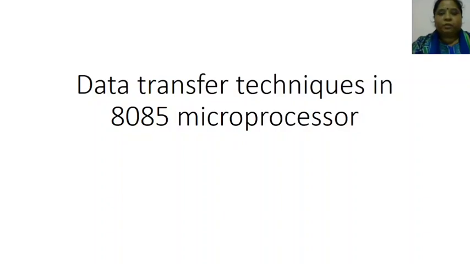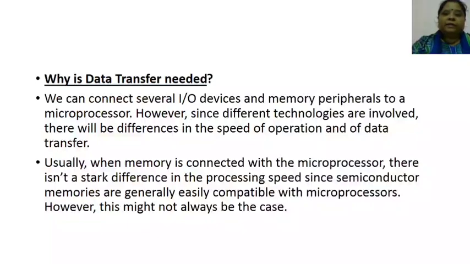I am going to tell something about data transfer techniques used in 8085 microprocessor. In the 8085 microprocessor, data is transferred from memory to peripheral devices, or peripheral devices to memory, or between registers. So like this, data is transferred from one destination to another. So why is data transfer needed?